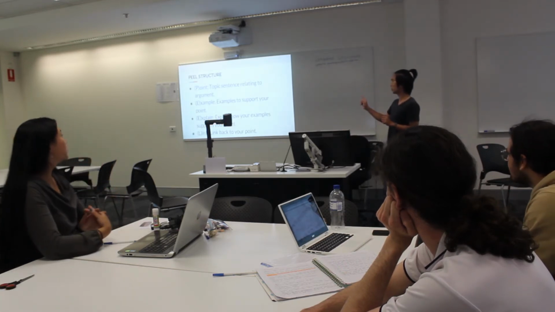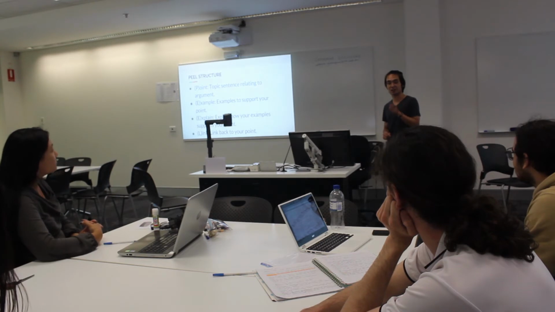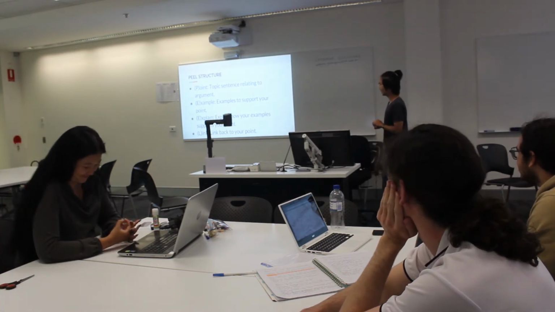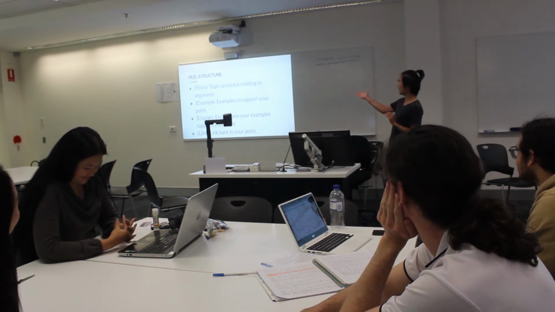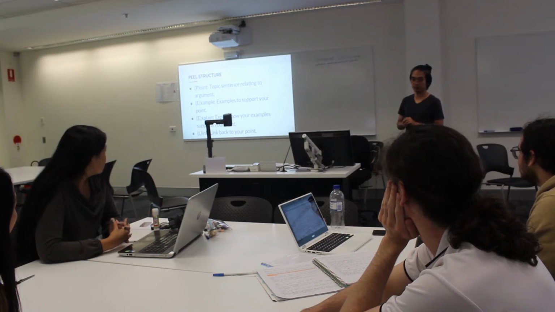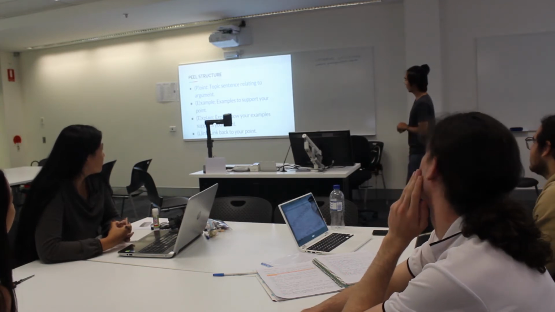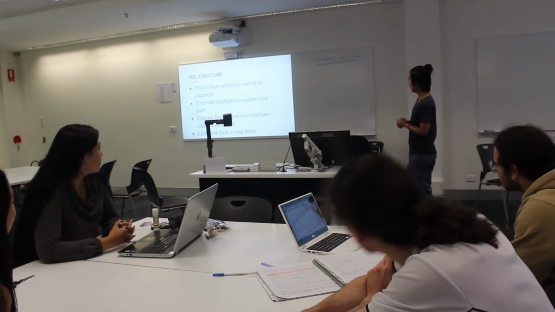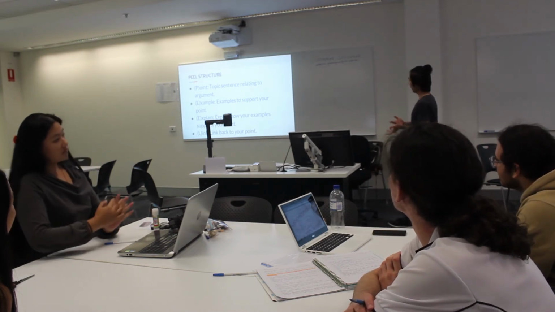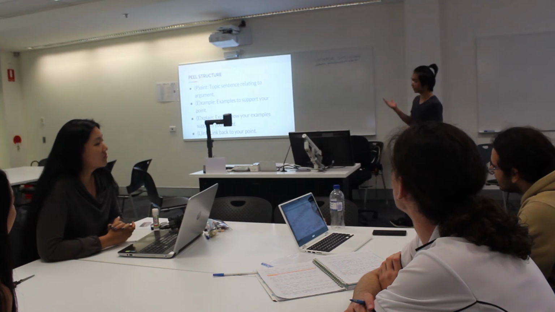So, PEEL, spelled P-E-E-L, not P-E-A-L, P-E-E-L. So, the first part, P stands for point, is your topic sentence relating to the argument. The first E stands for example, and this example supports your point, as I said earlier. The second E is explain, and this explains how your examples support your point. And L stands for link, which is linking back to your point.